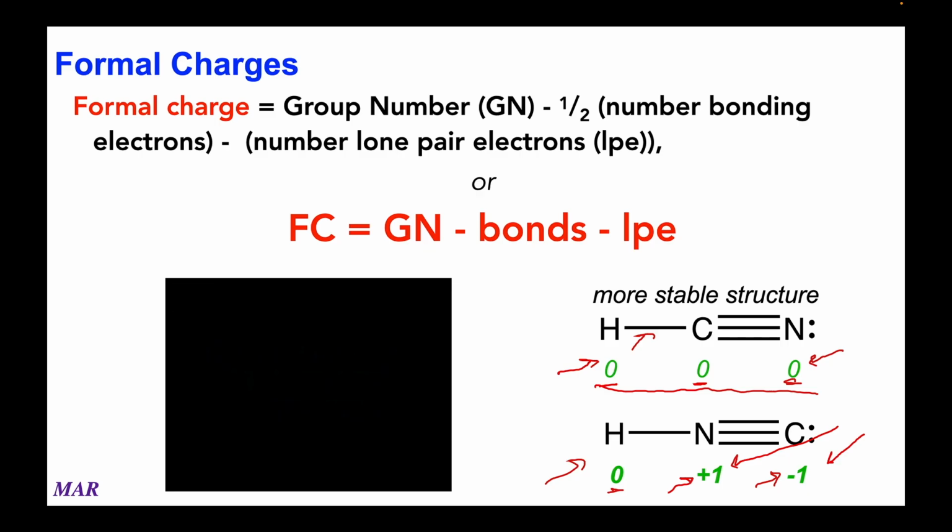So this is the advantage of formal charges. Because there's more zeros, we would say hydrogen cyanide is more stable than hydrogen isocyanide. And it is. Hydrogen isocyanide, you have to keep at really cold temperatures. You can't let it react with anything because it's very, very reactive. This is the advantage of formal charges.